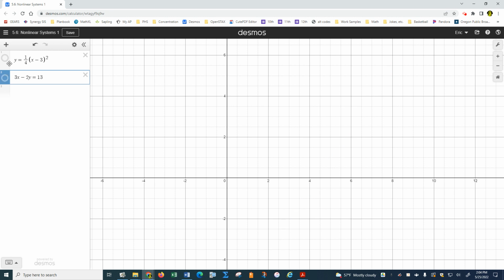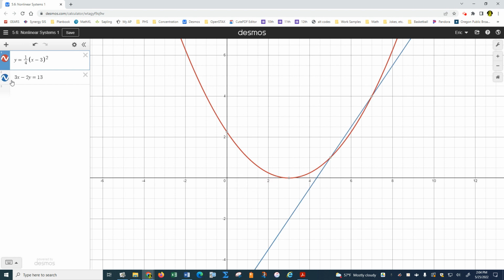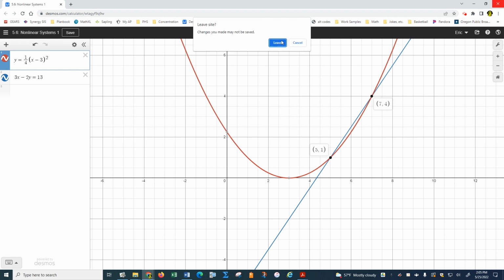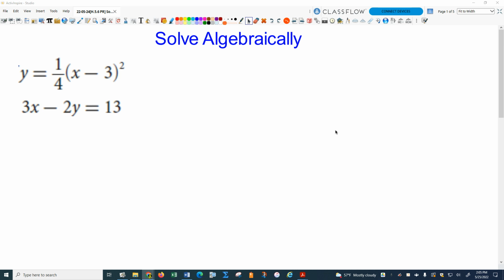The same thing is true for this parabola. There are an infinite number of ordered pairs corresponding to points on the parabola. But there are only two that simultaneously work for both at the same time. And so those are the solutions of the system, right? The values of x and y that simultaneously make both of the equations true at the same time. So our goal today is to find those ordered pairs without using Desmos.